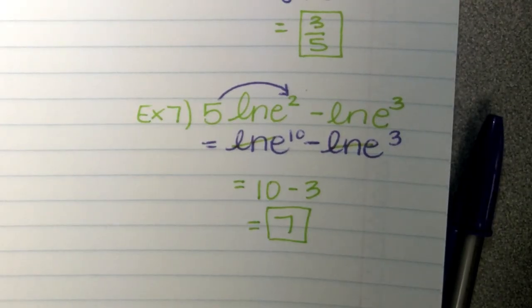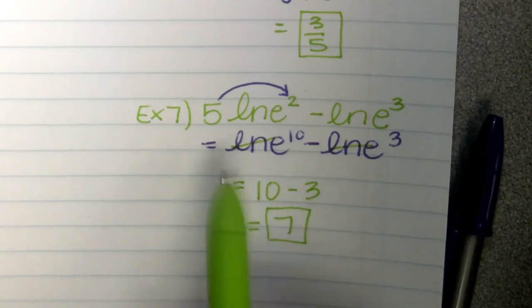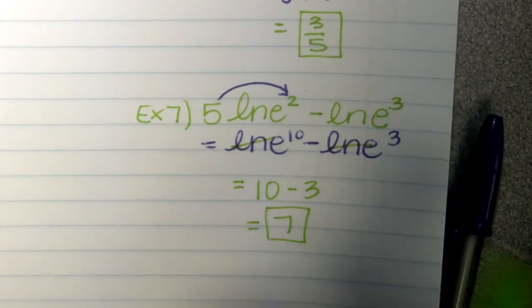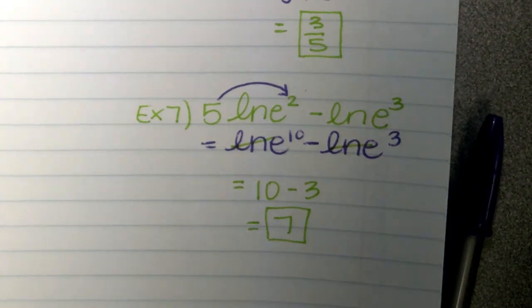Now, could you divide and then subtract and then cancel? Sure. But if you have a natural log and e next to each other, get rid of it. Yeah, you're right. Make your life easy. There's no need to do more work than you have to.